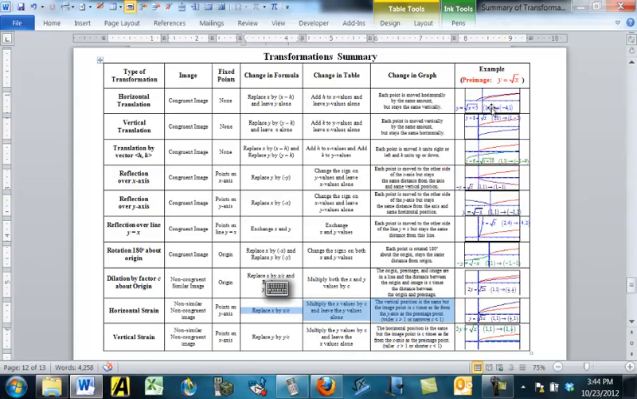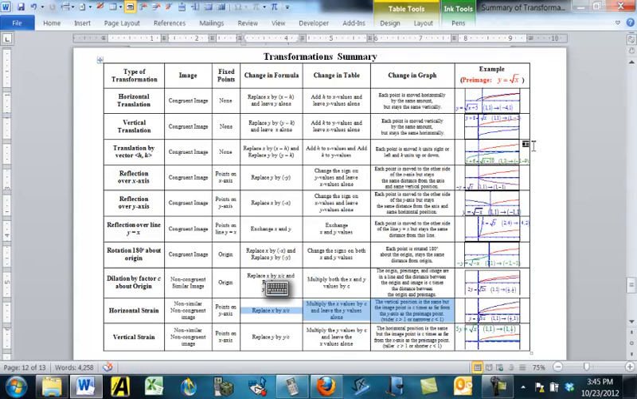So for example, in this first one we replace x by x plus 5. Notice we left the y alone. (1, 1) is on the original. We left the y alone as 1, but to the x we actually added 5, which means we actually subtracted 5, excuse me. So the x is now -4, and the graph shifted to the left.